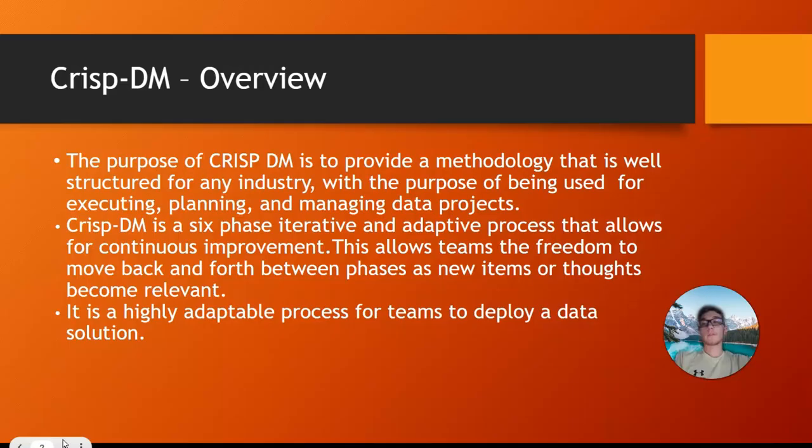The Crisp DM overview. The purpose of Crisp DM is to provide a methodology that is well structured for any industry, with the purpose of being used for executing, planning, and managing data projects. Crisp DM is a 6-phase, iterative, and adaptive process that allows for continuous improvement. This allows teams the freedom to move back and forth between phases as new items or thoughts become relevant. It is a highly adaptable process for teams to deploy a data solution.